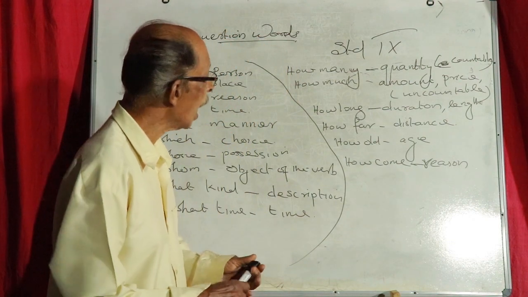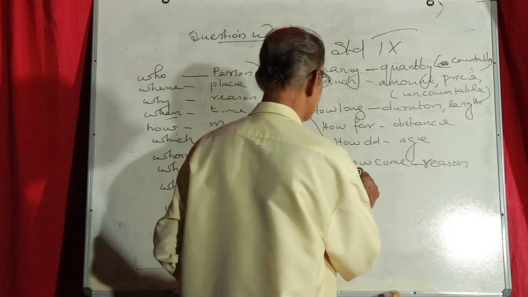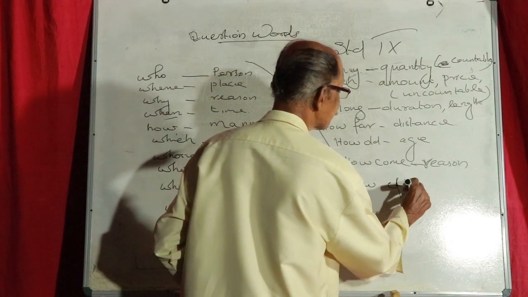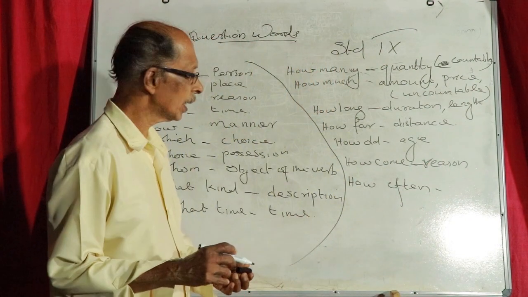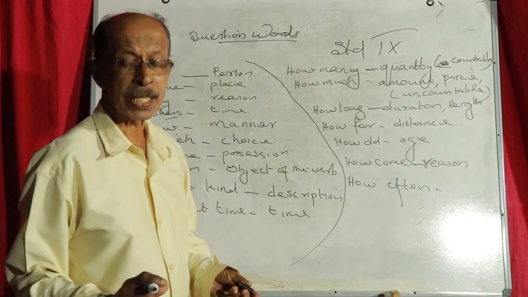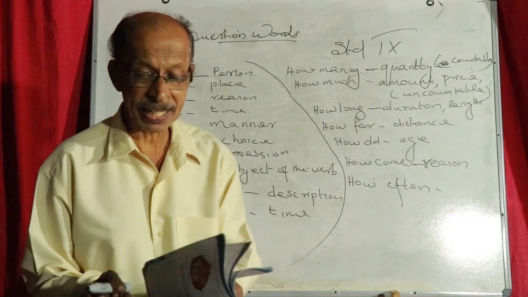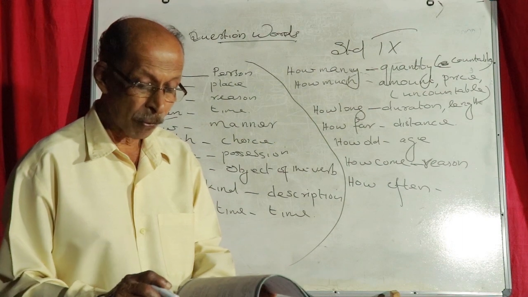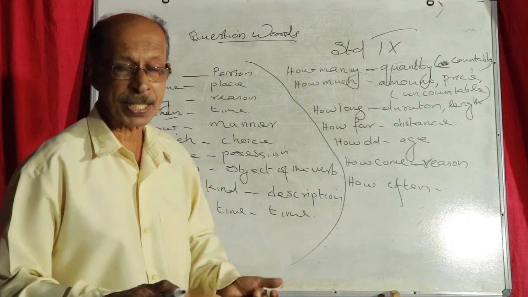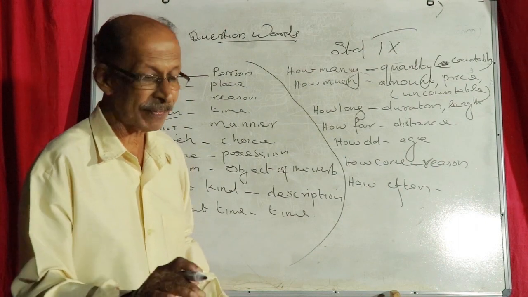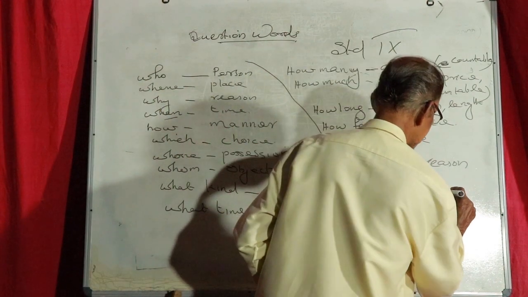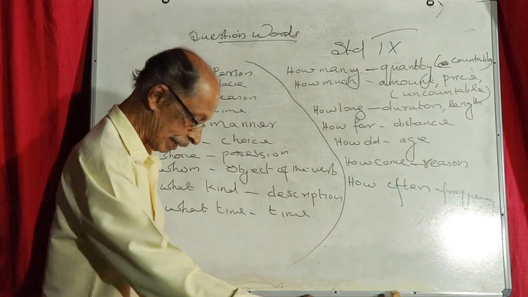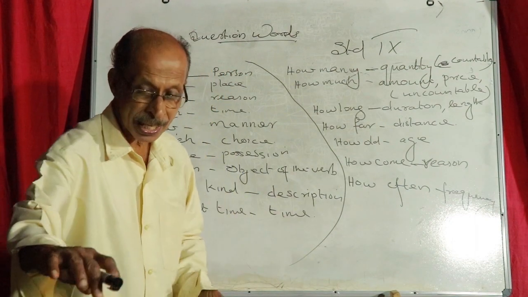Then one more. How often? Another way, this word is used in the sense of how many times, how frequently. How often? How old and how long? How often? Okay. It shows frequency, how many times, how frequently.